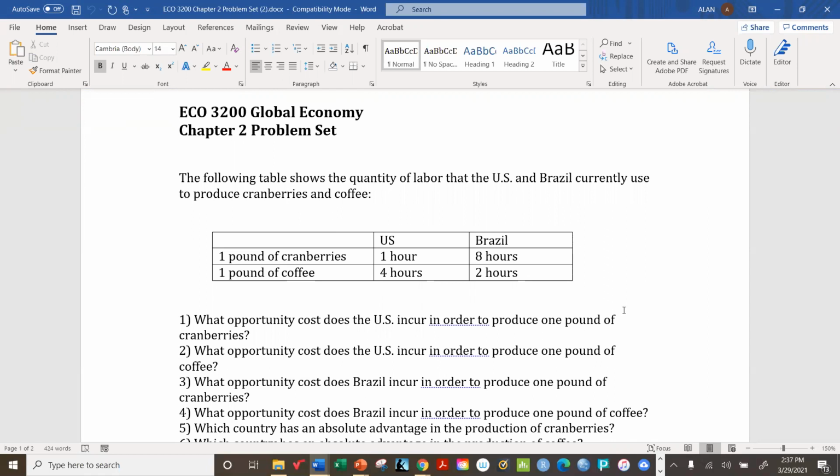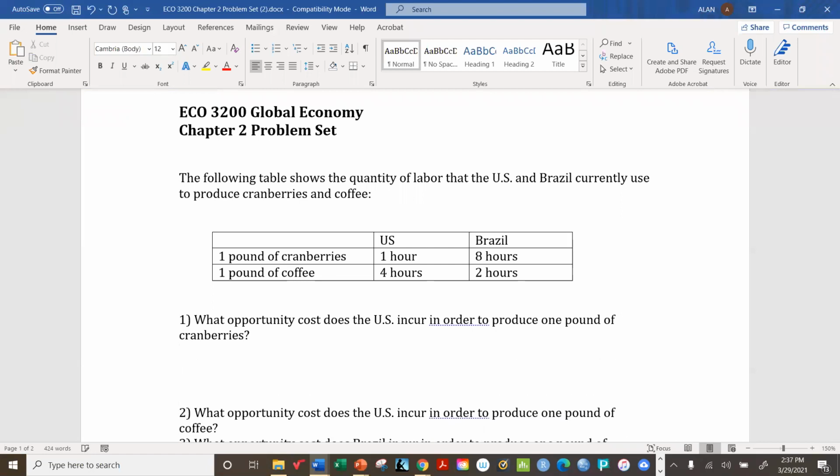Coffee, on the other hand, grows well in a hot climate. Certainly the United States can grow coffee in Hawaii, but that's about the extent of it. Most of the time, you'd expect Brazil would be the place where you grow coffee rather than the United States. So how does this work again? Let's take a look at this chart, and then we're going to calculate the opportunity cost that the U.S. incurs in order to produce a pound of cranberries. The way you have to look at it is this. The U.S. uses 1 hour of labor to produce 1 pound of cranberries.